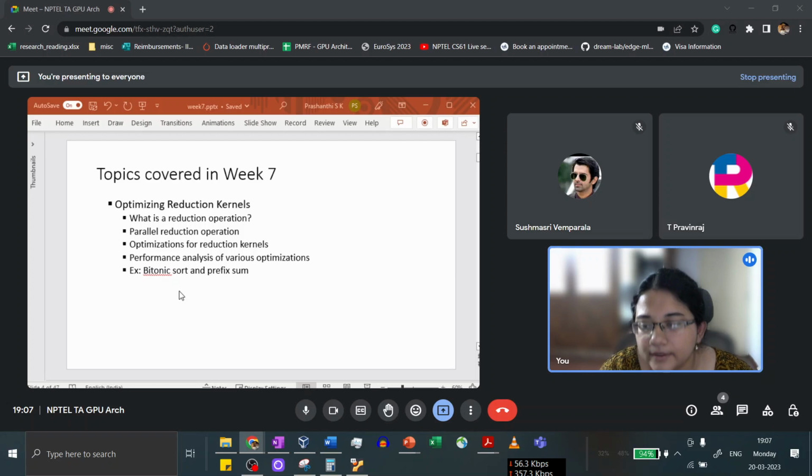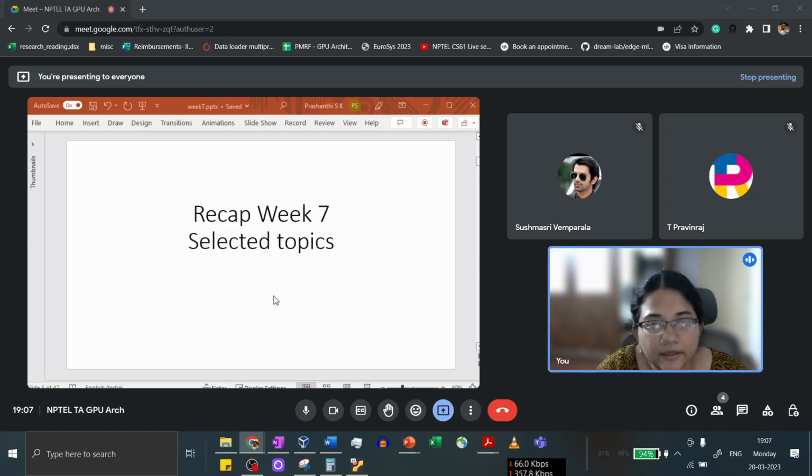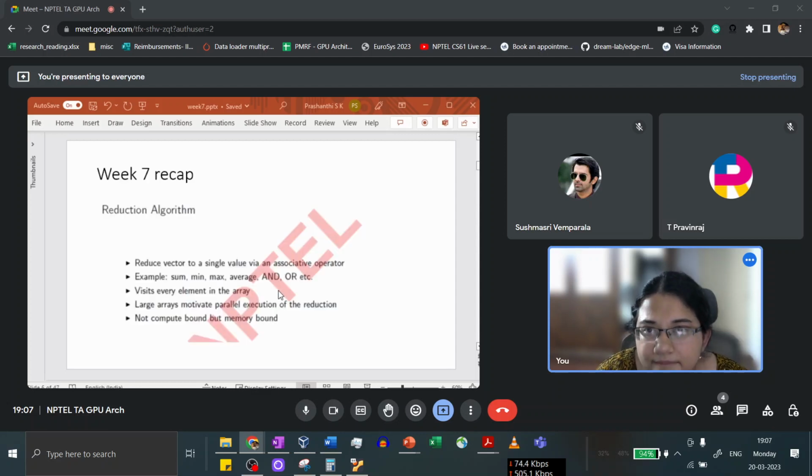And then we looked at 2 other examples, the bitonic sort and the prefix sum. Here also we looked at the algorithms and proposed some optimizations. So broadly, today's discussion will cover these topics. Other than some doubts and questions from the previous week, most content will be centered around this. So let's get started. We'll do a quick recap, just a few topics, so that you remember the basics and you can answer the questions.